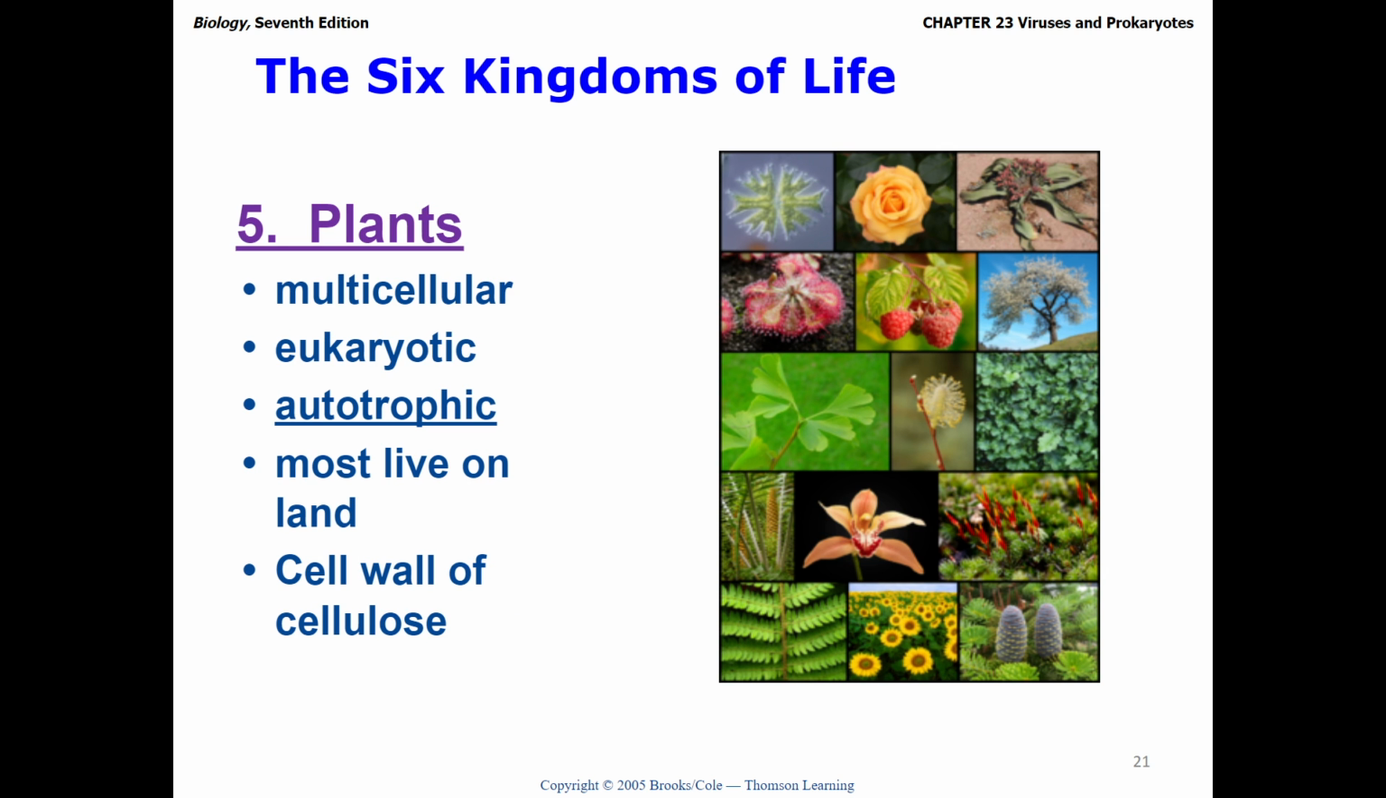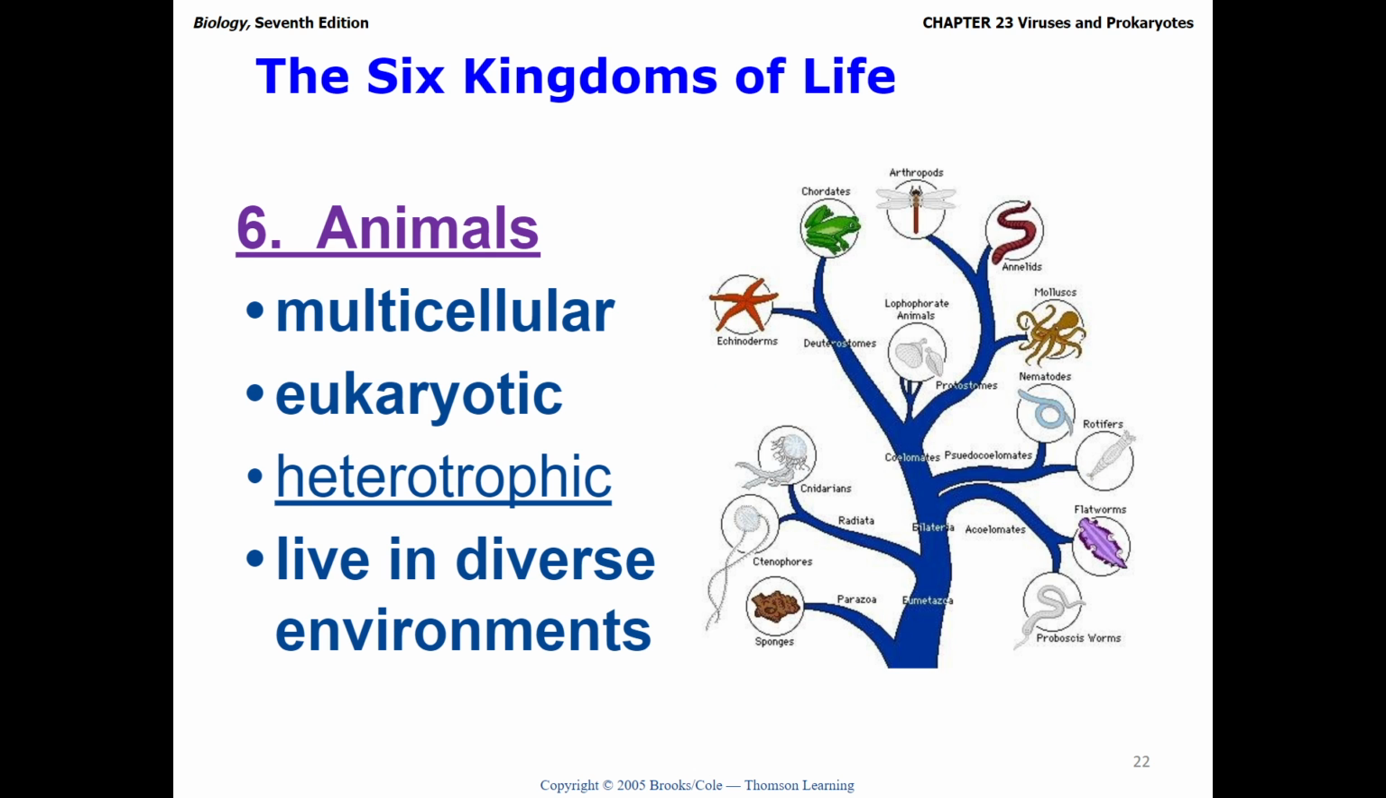Plants are going to be the next kingdom we look at. All plants are multicellular, eukaryotic, autotrophic, meaning they use sunlight to generate the nutrients they need for energy. A lot of them are terrestrial or live on land, and their cell wall is pure cellulose. Animals are also multicellular, eukaryotic, heterotrophic, and they live in many diverse environments, including terrestrial and aquatic habitats.